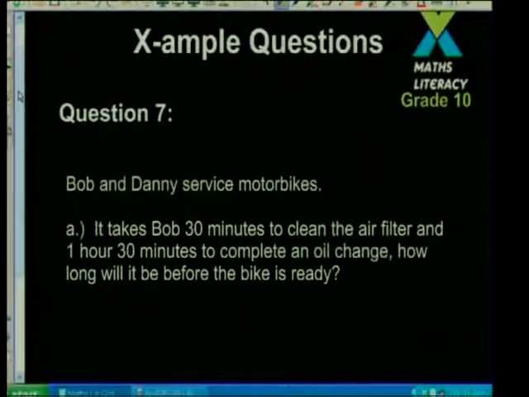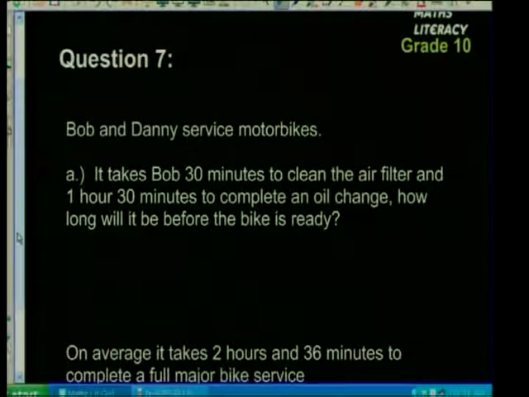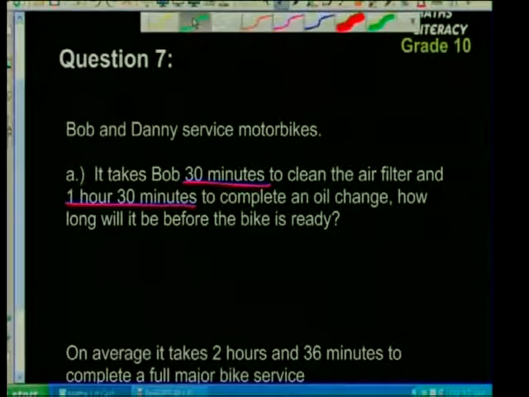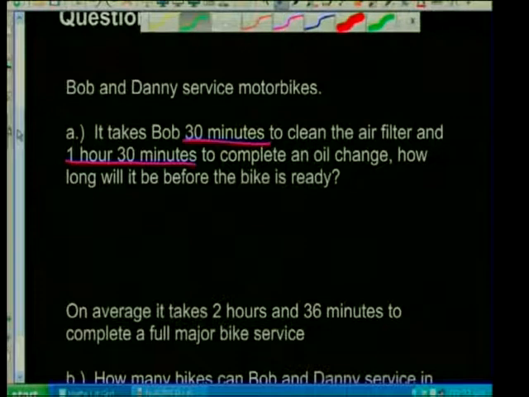So our first question says, Bob and Danny service motorbikes. It takes Bob 30 minutes to clean the air filter and 1 hour 30 minutes to complete an oil change. How long will it be before the bike is ready? So now we're assuming that the time they've given us includes all his stopping and going and getting the proper tools and whatever it is. So we're going to just answer exactly what they've asked.